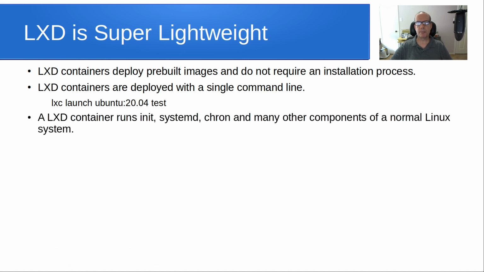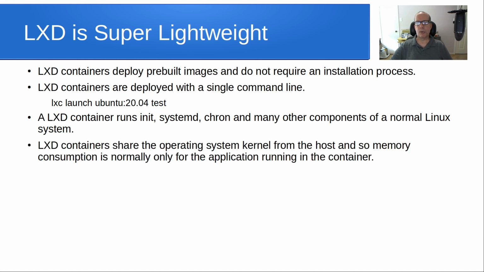An LXD container runs init, systemd, cron, and many other components of a normal Linux operating system. So LXD containers share the operating system kernel from the host, and so memory consumption is normally only for the application that is running inside of the container.